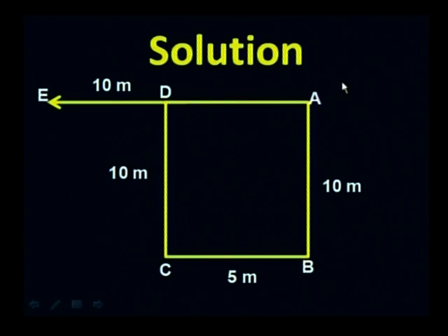So, supposing I assume that Ravi's initial position is at A, towards south he cycled 10 meters. From there he took a turn and then cycled 5 meters. Then again he took a turn and then cycled 10 meters. From there he took left and, cycling 10 meters, he reached point E. So, he started at A, now he is at E. We need to calculate the distance between A and E.